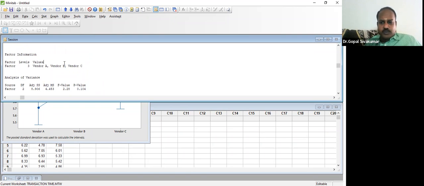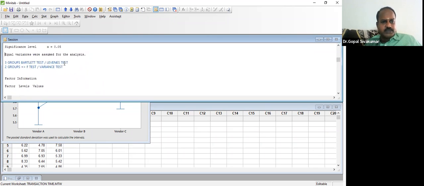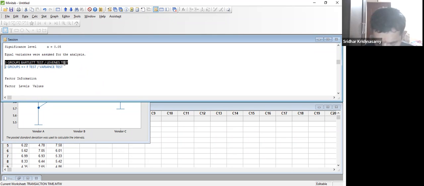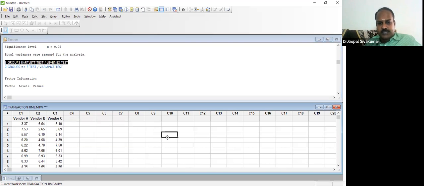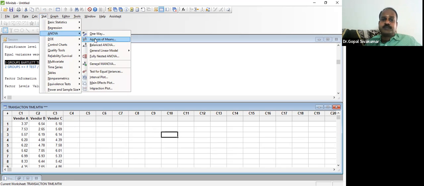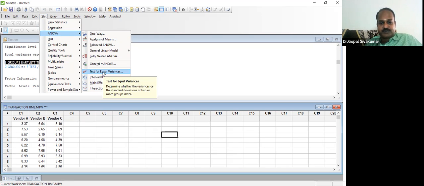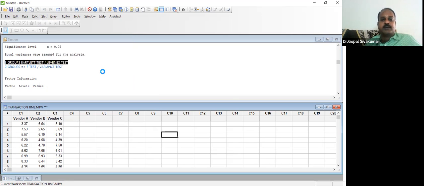So what happened here, I mentioned, no. What is our assumption while doing ANOVA? Variances are the same, equal. If you don't want to simply go with the assumption, you want to do the test, please do it. Go to Stat. Go to ANOVA. Go to Test for Equal Variances.